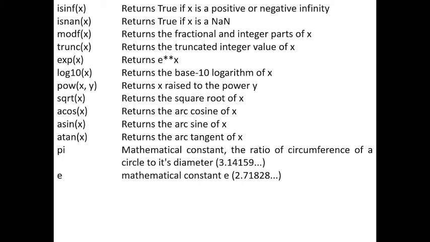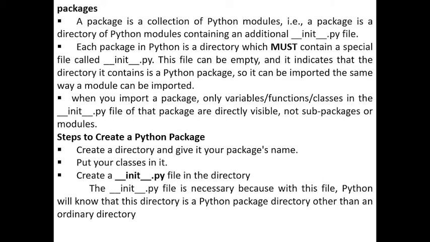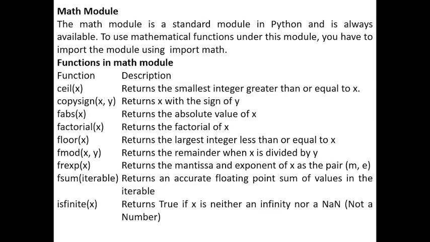acos(x) returns the arc cosine of x. asin(x) returns the arc sine of x. atan(x) returns the arc tangent of x. pi is the mathematical constant, the ratio of the circumference of a circle to its diameter, 3.14159. And the mathematical constant e is 2.71828. So this is all about the different functions in the math module.